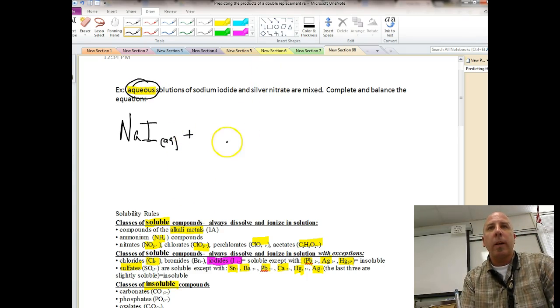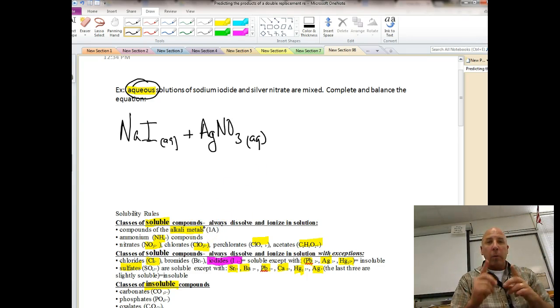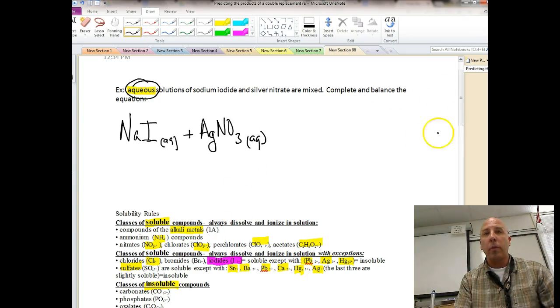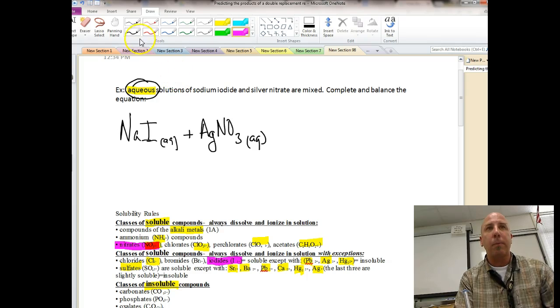We're going to put this together with silver nitrate. Silver has a 1+ charge. Nitrate has a 1- charge. And that's going to be aqueous. It tells us it's aqueous, but we can also apply our solubility rules to it. There's a solubility rule down here telling us that nitrates are always soluble.